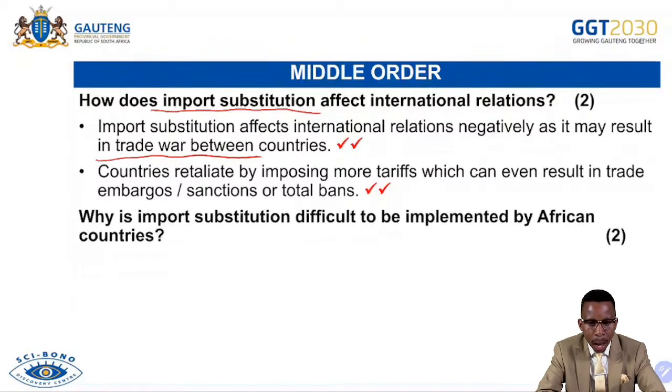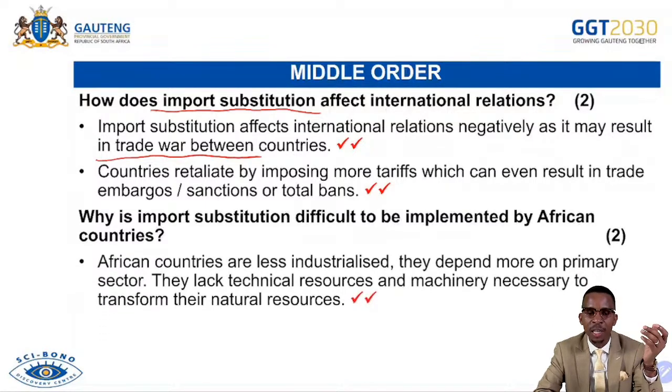Why is import substitution difficult to implement by African countries? Remember, African countries are mostly developing countries, so they lack some technical resources as well as machinery. It will be difficult for them to impose import substitution in general products, because they are unable to produce some of the goods and services. They're still very much dependent. So it is not easy for them to implement import substitution, because they are still very much dependent on foreign countries. Hence, we are great importers.